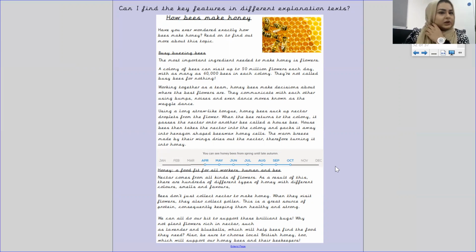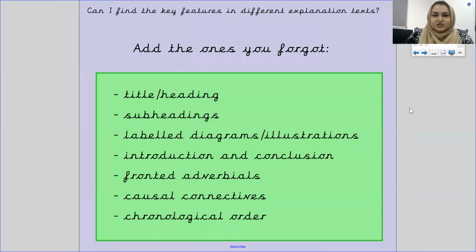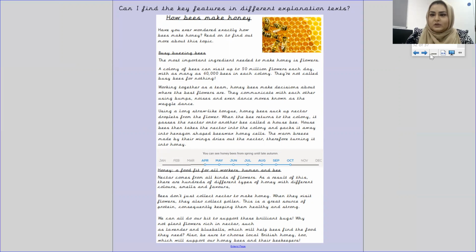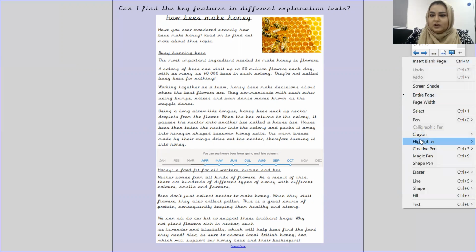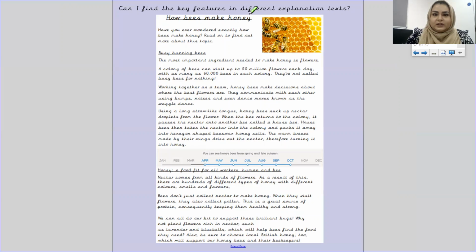Okay, so now what we are going to do together, we are going to try and find the key features and highlight them. So now the first key feature is the title and heading. So we know that the title for this is How Bees Make Honey. That's the title.